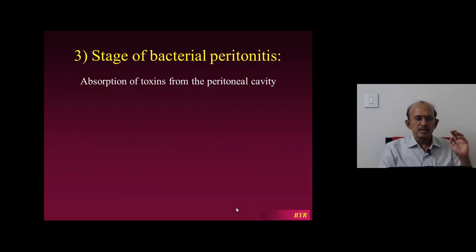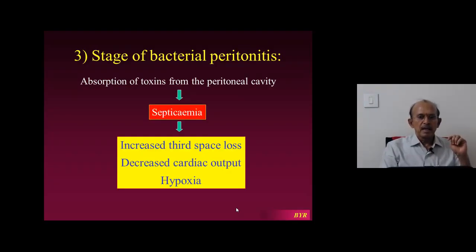Apart from this fluid loss, there is one more problem with the bacterial peritonitis. That is, the toxins liberated from the bacteria are absorbed by the peritoneal membrane. They lead to septicemia. Whenever there is septicemia, septicemia produces three phenomena. Number one, increased third space loss. Why is there increased third space loss in septicemia? Already we discussed this point when we discussed shock.